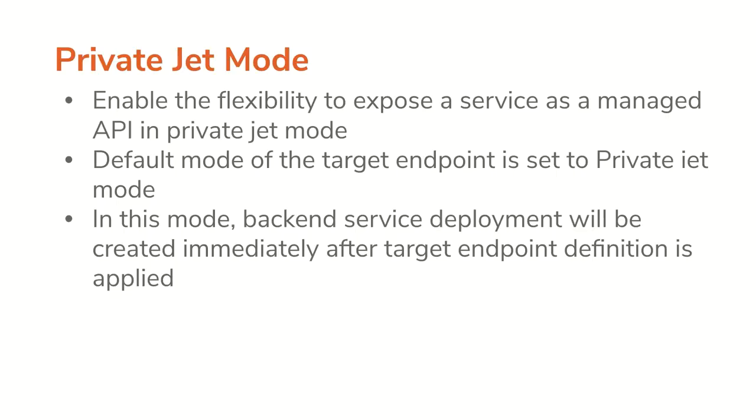First, I'm going to discuss private jet mode. Private jet mode provides the flexibility to expose your backend service as a managed API. It's the default mode of Target Endpoint Controller. In this mode, the backend service deployment will be created immediately after you apply the target endpoint definition.